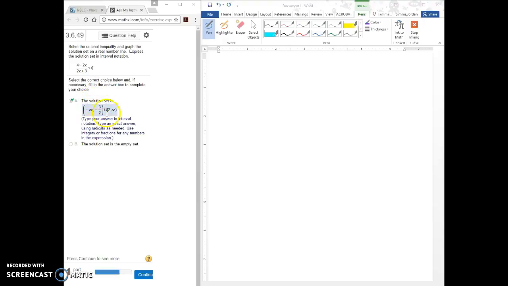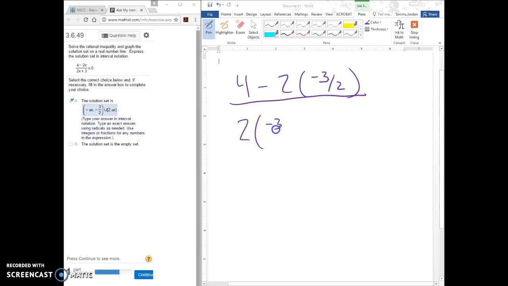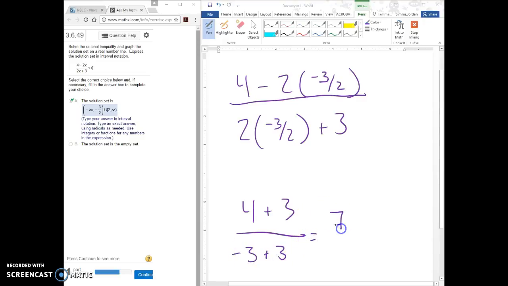So let's take negative 3 over 2 and we'll sub that in for x. So we have 4 times 2 over negative 3 over 2, then we're going to have 2 times negative 3 over 2 plus 3. Okay, so on the top here, we're going to have negative 2 times negative 3, which is 6. 6 divided by 2 is 3. So I have 4 plus 3 on the top. And then down here, I'm going to have negative 6 divided by 2, which is negative 3, plus 3. So you can see that we're going to have 7 over 0, which is undefined.